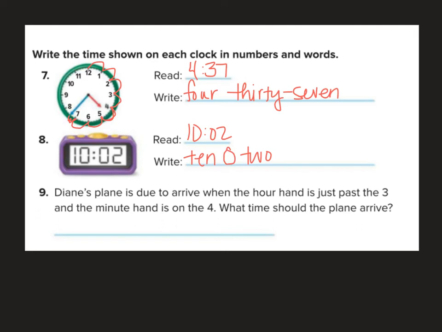That looks so silly. Anyways, Diane's plane is due to arrive when the hour hand is just past the 3. So the hour hand is past the 3, so it's going to be 3 something. And the minute hand is on the 4. So if the minute hand's on the 4, I can do a quick 4 times 5 is 20. So the time is 3:20. What time should the plane arrive? 3:20.